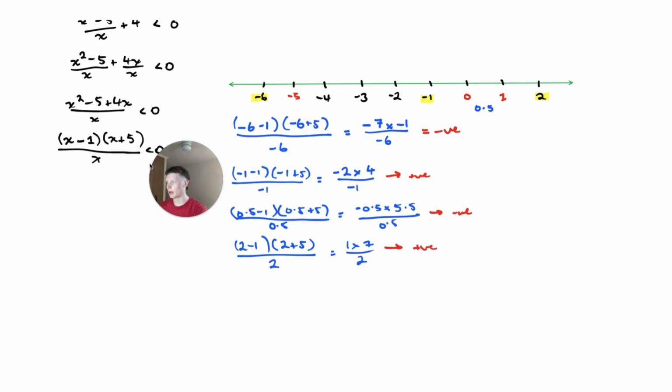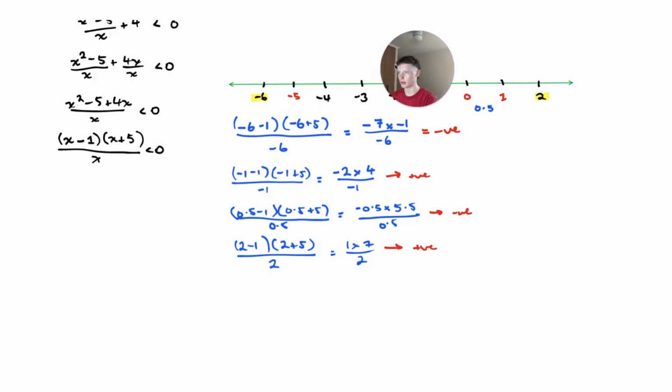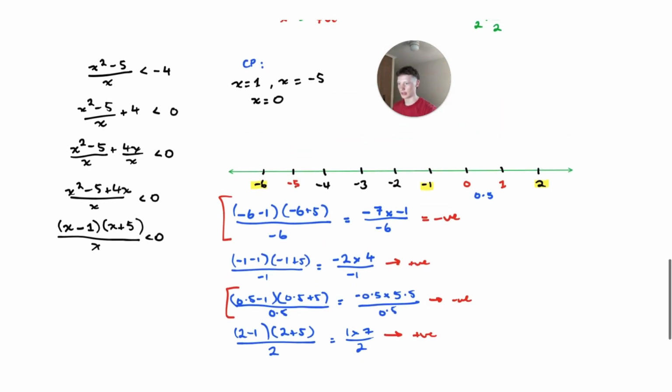Okay, and back to our domain now. We were looking in our solution set for all the negative ones. So that's going to be this one and this one, meaning that the segments that are negative are here and also here.